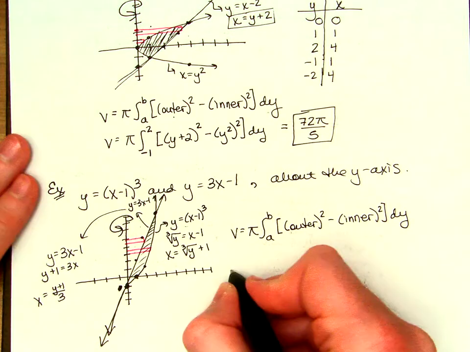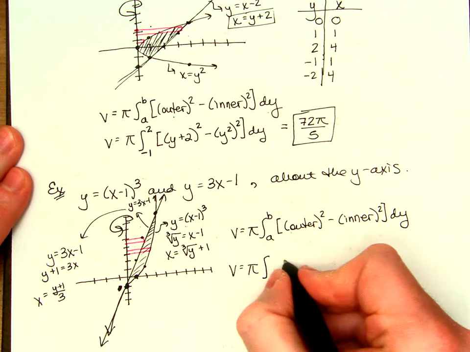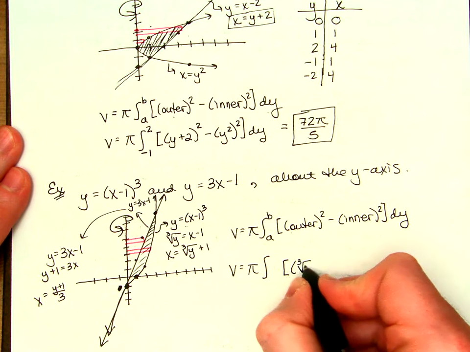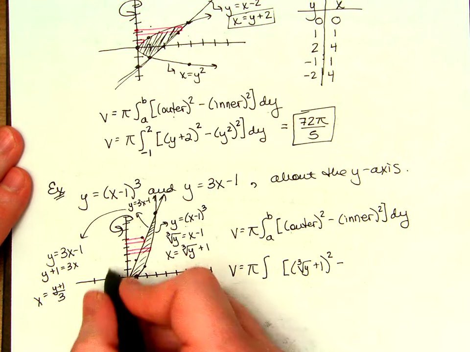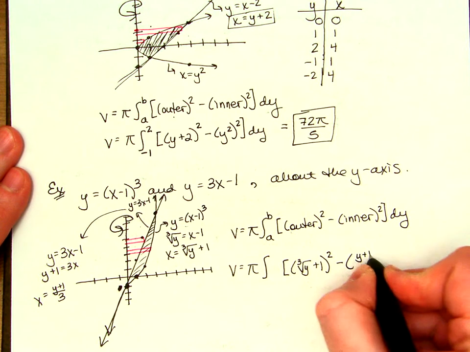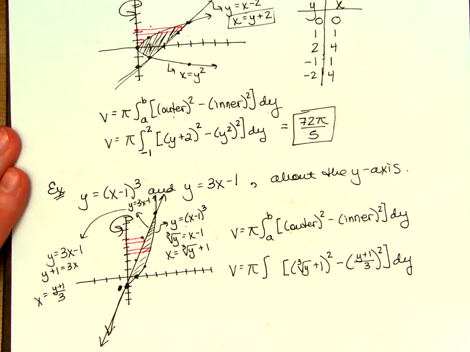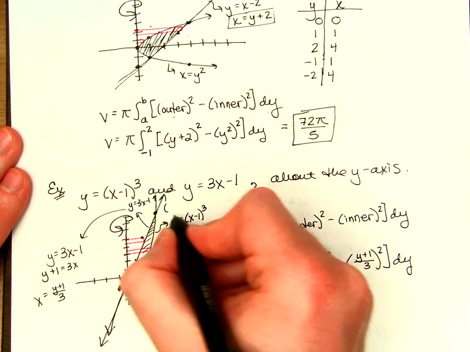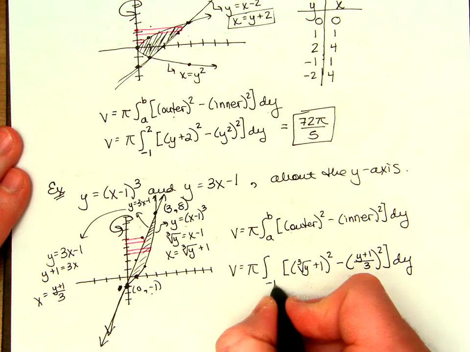So we've got v equals pi times the integral. Outer radius went to the cubic function, so cube root of y plus 1 squared, minus inner radius went to the line, so y plus 1 over 3, which I'll square, dy. I'm integrating over the y value, so not 0 to 3, rather I'm going from negative 1 to 8, and that's what your setup should look like.